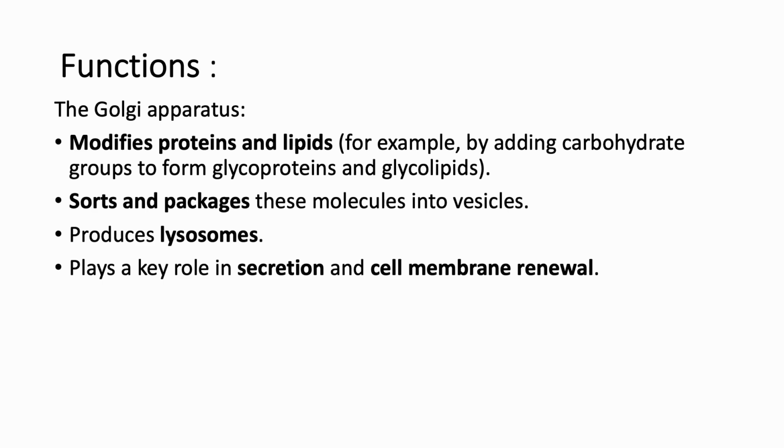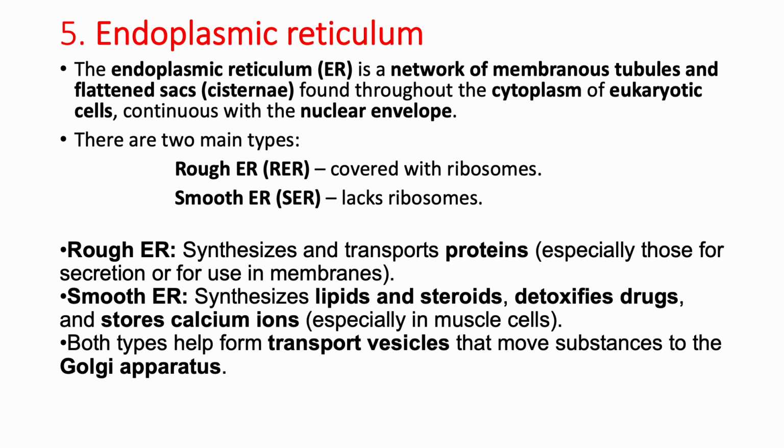Number 5, in the membrane-bound organelles, we have the endoplasmic reticulum. Endoplasmic reticulum is a network of membranes, tubules, and flattened sacs called cisternae found throughout the cytoplasm of eukaryotic cells, but it's divided into two according to its function and structure. We have rough, covered with ribosomes. Smooth doesn't have ribosomes. So rough endoplasmic reticulum synthesizes and transports protein.